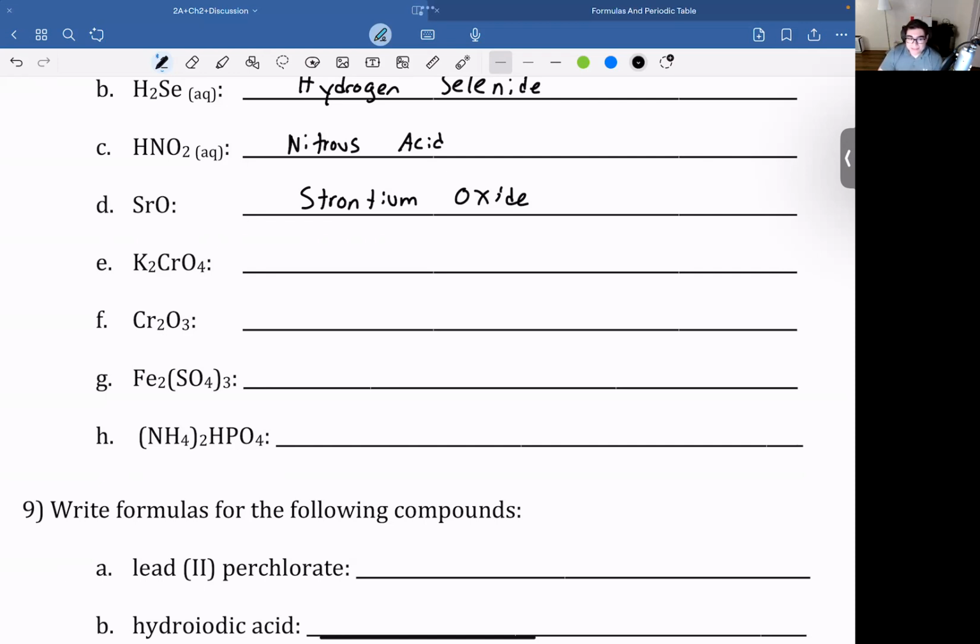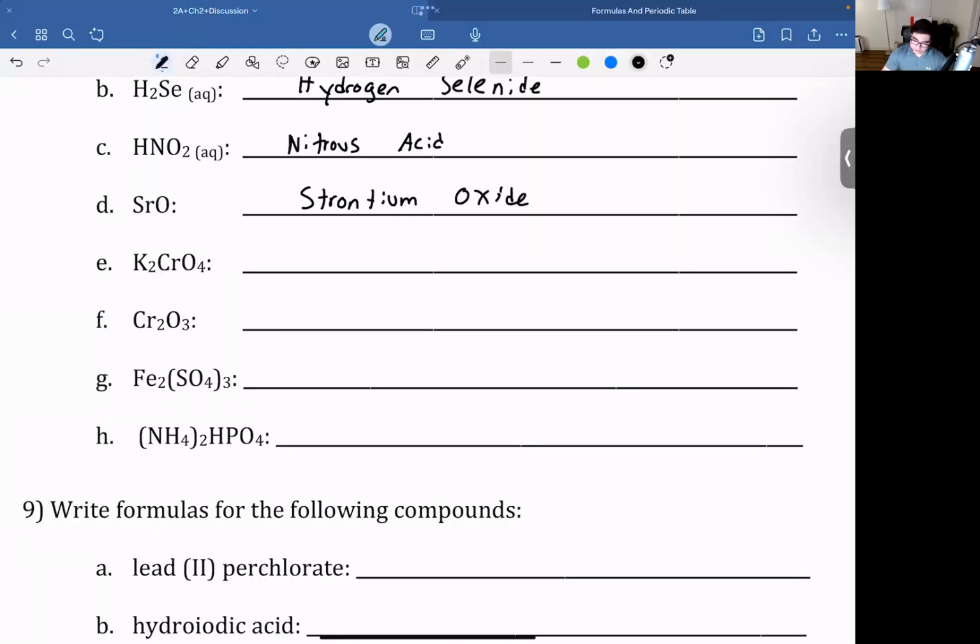So E, it says we have that K2CrO4. So how do we name it? Probably under the list of things to memorize is the CrO4 polyatomic ion. The CrO4 polyatomic ion is chromate. So how do we name it? Well, potassium is the metal, and this is true for polyatomic ions too. You're just going to put the name of the metal and then the name of the polyatomic ion. Potassium hydroxide is another one, and so on and so forth. So this is potassium chromate.